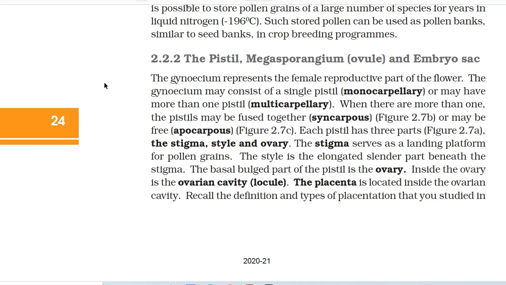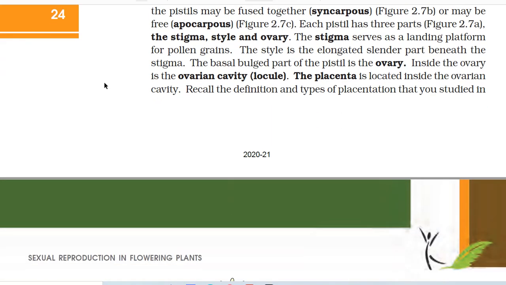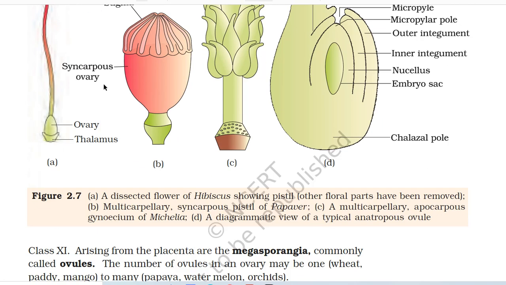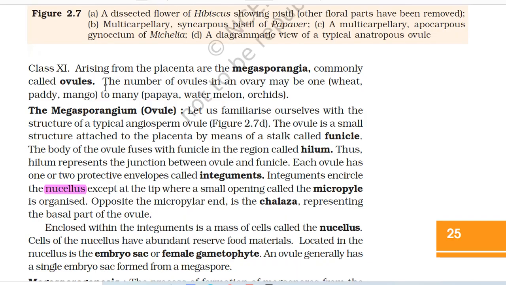The stigma serves as a landing platform for pollen grains. The style is the elongated, slender part beneath the stigma. The basal bulge part of the pistil is the ovary. Inside the ovary is the ovarian cavity, that is locule. The placenta is located inside the ovarian cavity. Recall the definition and types of placentation that you studied in class 11.